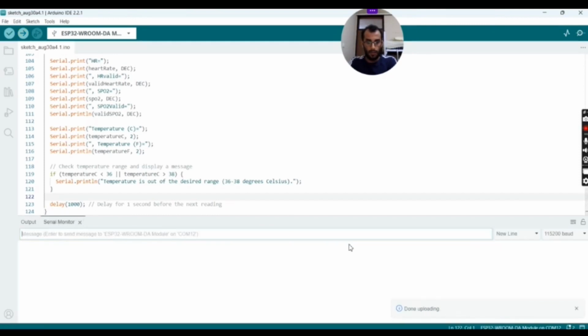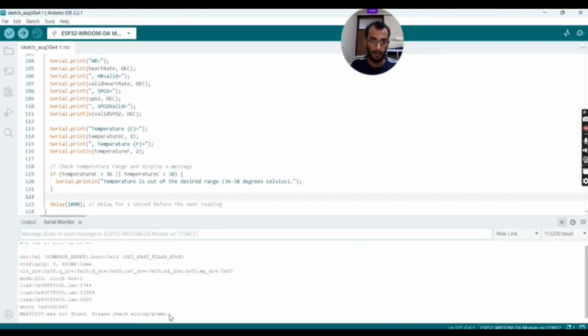If we go to the serial monitor, we keep getting the same result: the MAX sensor is not found. We checked the powering, we checked the wiring, we have read the datasheet, yet we're still getting the same result. We will fix them for the showcase.